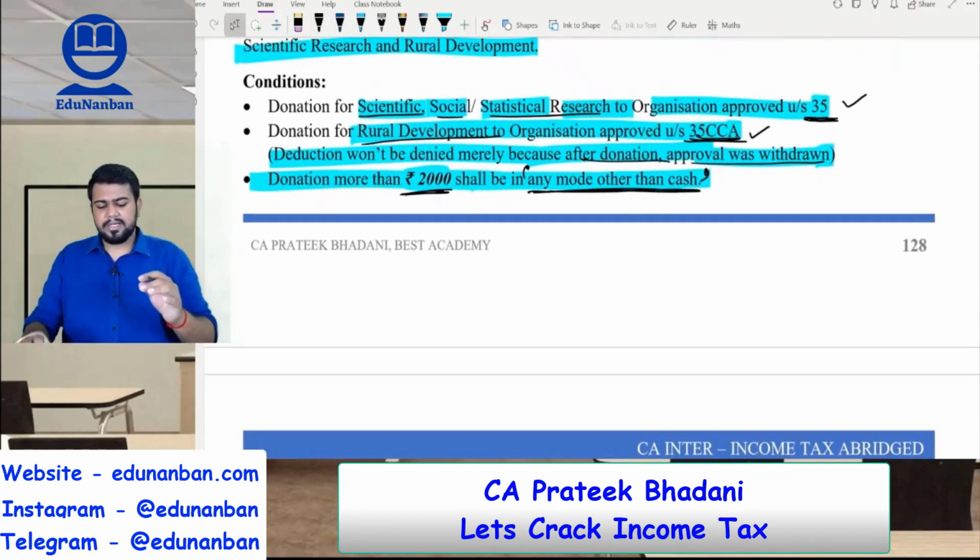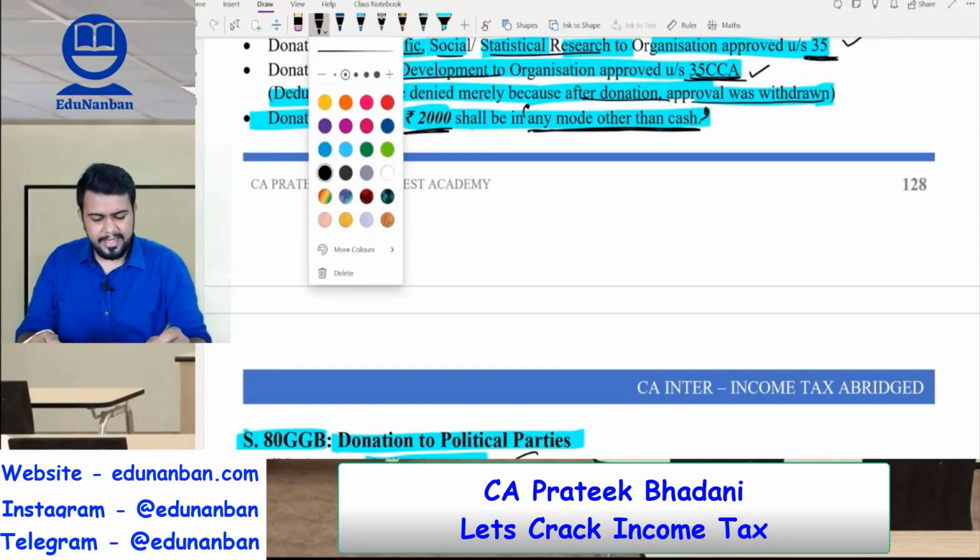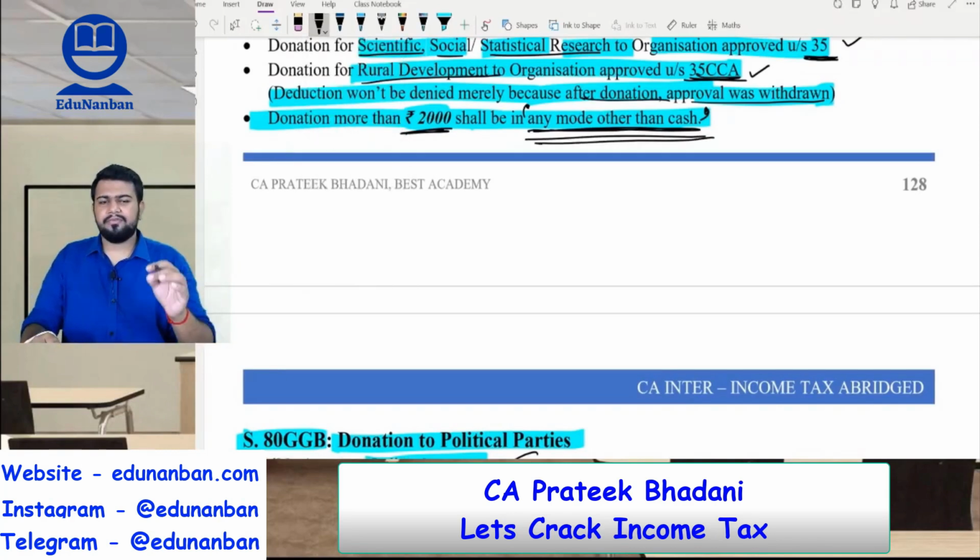Next, donation of more than 2000 rupees should be in any mode other than cash. So here also see, in any mode other than cash. Be careful with the wordings.